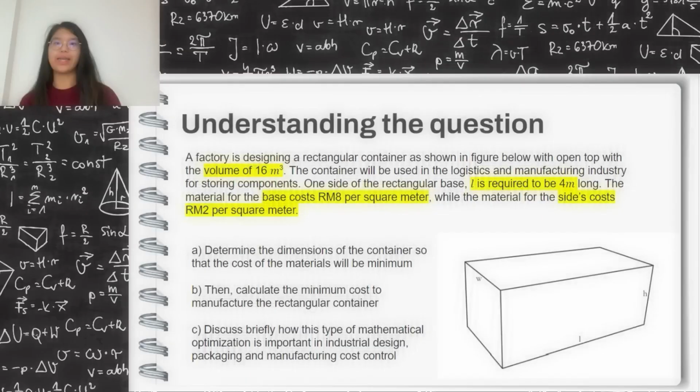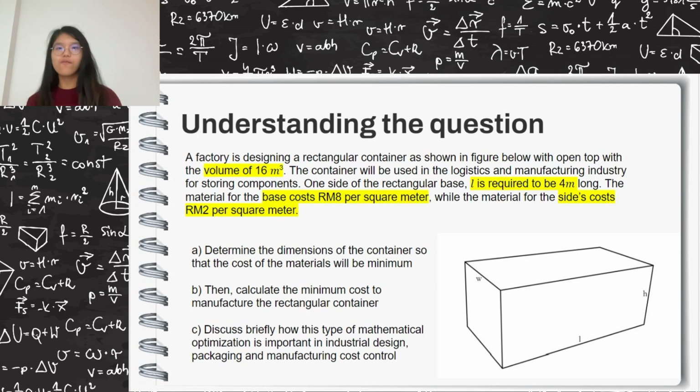Before we start solving any mathematical problem, we must first try to understand what the question is asking. As the question states, a factory is designing a rectangular container as shown in the figure below with an open top with a volume of 16 meters cubed. The container will be used in logistics and manufacturing industry for storing components. One side of the rectangular base, L, is required to be 4 meters long. The material used for the base costs 8 ringgit per square meter, whilst the material used for the sides costs 2 ringgit per square meter.